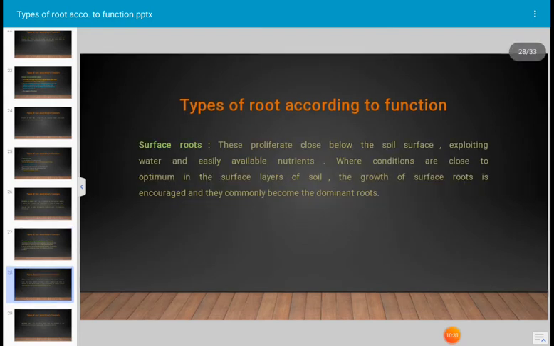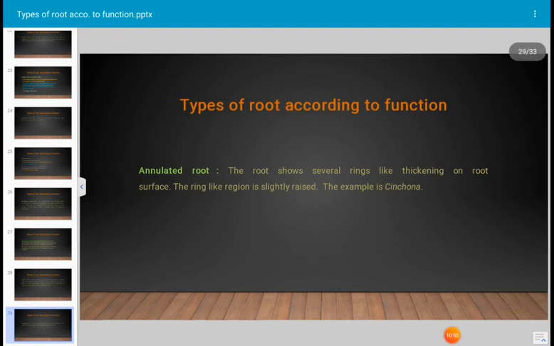Next, surface roots. These proliferate close below the soil surface, exploiting water and easily available nutrients. Where conditions are close to optimum in the surface layers of soil, the growth of surface roots is encouraged and they commonly become the dominant roots. Next, annulated roots. The roots show several ring-like thickenings on the root surface. The ring-like region is slightly raised. Example is cinchona.